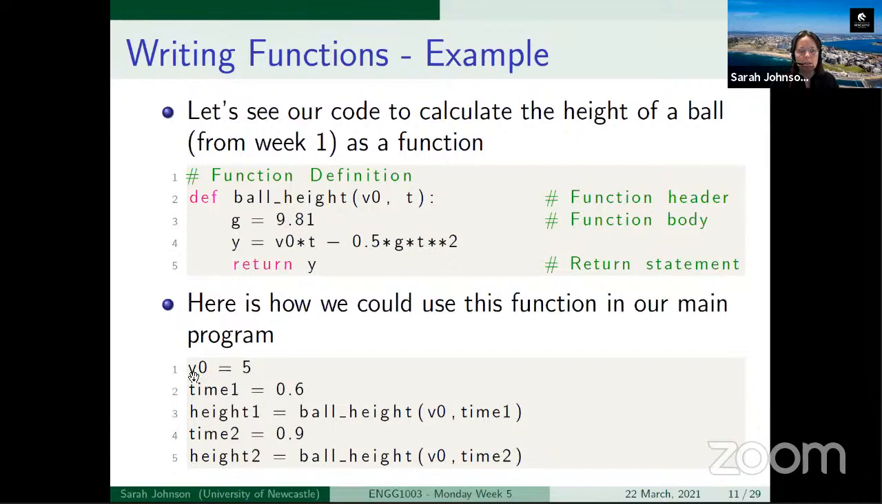So I'm going to set my initial velocity to 5. I'm going to have time 1 at 0.6 seconds. I'll calculate the height. Now I want a new time, 0.9 seconds. I'll calculate the height again. And I don't need to rewrite the equation both times. I can just use my function now and it will give me the return value that I need. All right, so let's see if we can see that with some examples in Python.